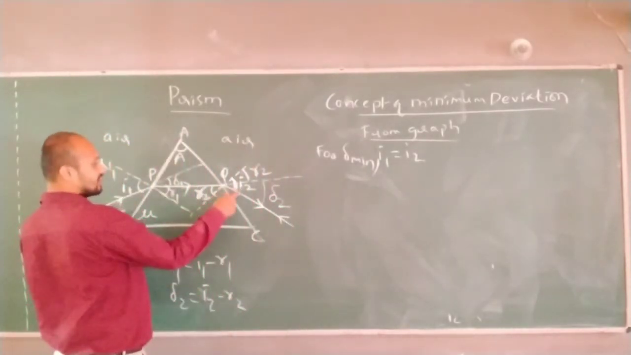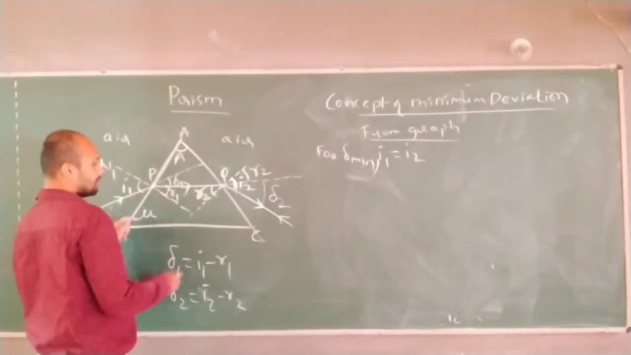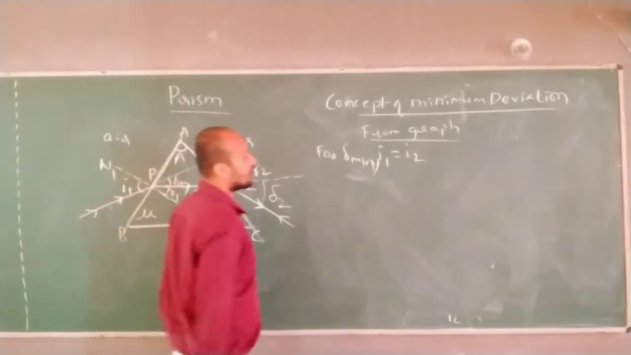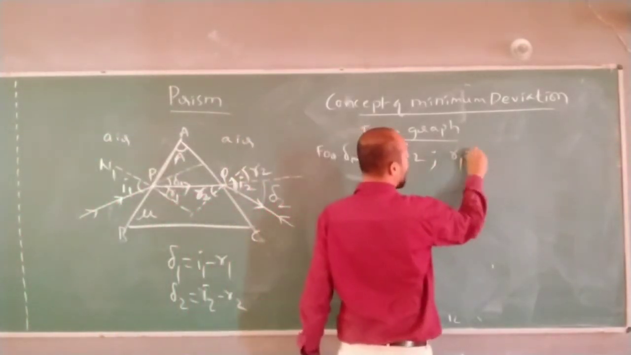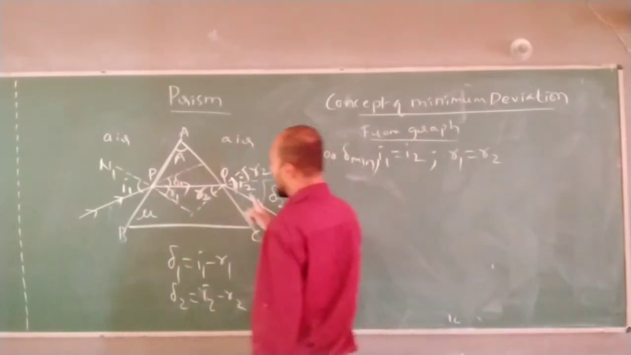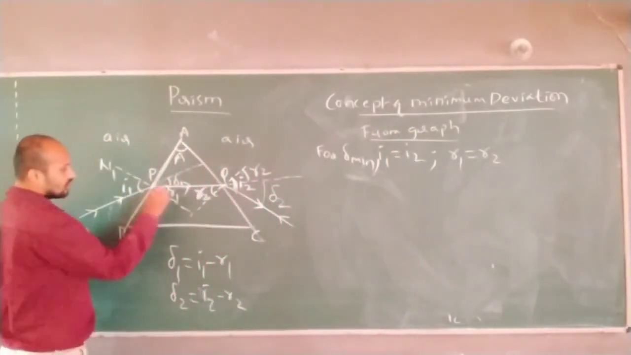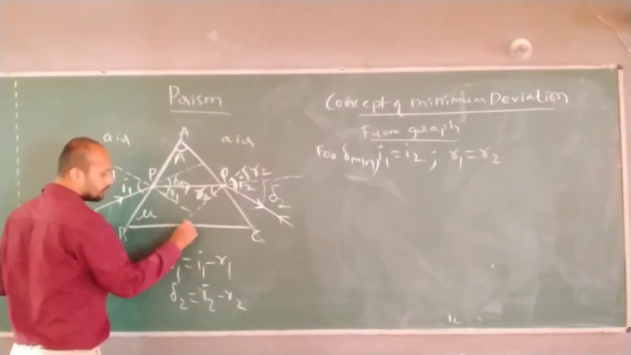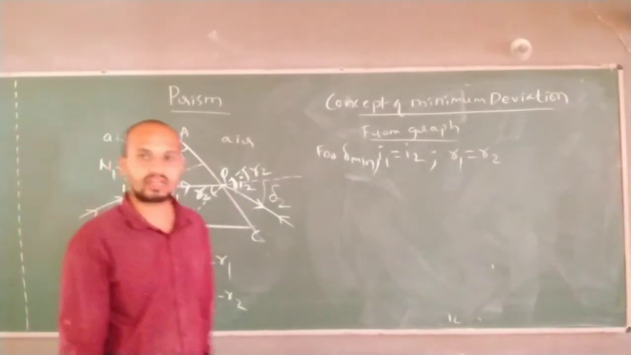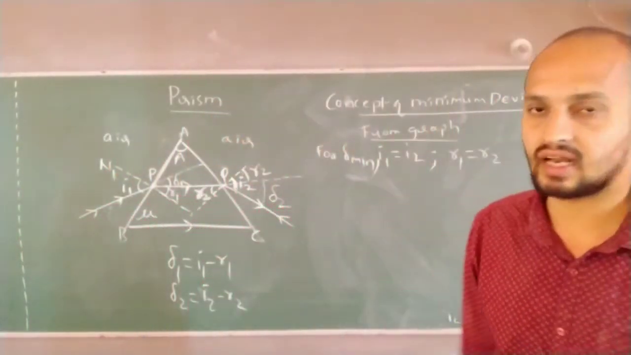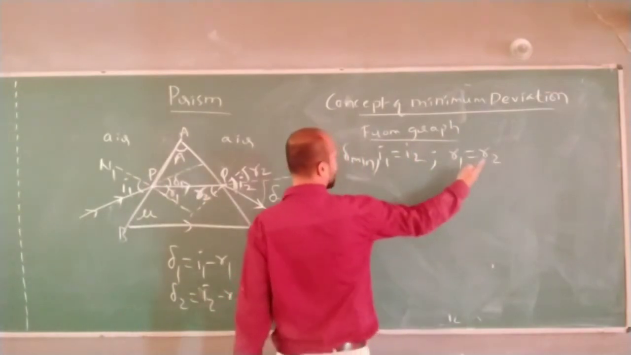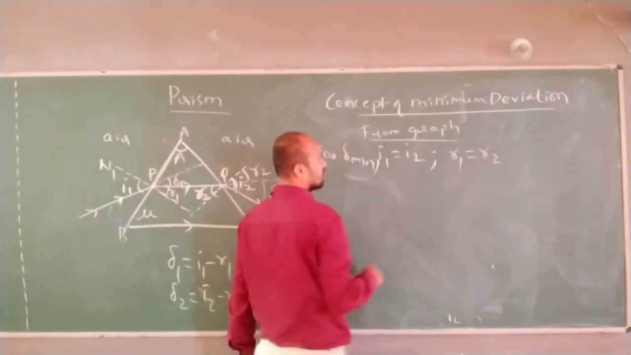When I1 is equal to I2, what will happen? R1 will become R2. When R1 becomes R2, the ray of light will be parallel to the base of the prism. You can check through the geometrical condition. So when δ minimum is there, this will be the case: I1 will be equal to I2, and R1 will be equal to R2.